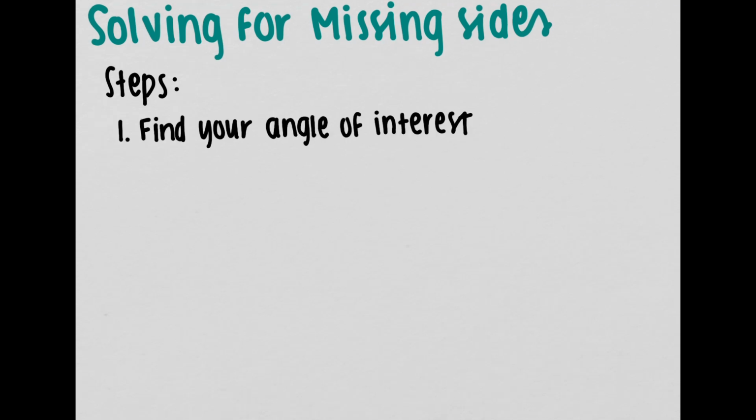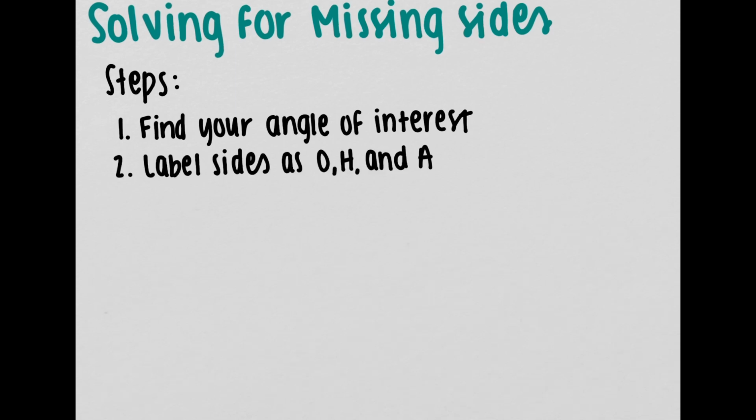Step 1 is to find your angle of interest, and in these problems, it'll be the angle that's numbered. So it'll say like 27 degrees or 61 degrees. That's going to be your angle of interest. Step 2 is what you've already practiced and have already done. You're going to label your sides as O, H, and A. So remember, O is opposite, H is the hypotenuse, and A is adjacent.